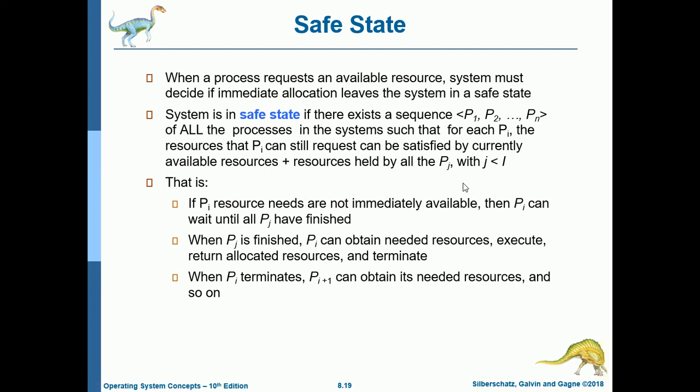That is, if P sub i resource needs are not immediately available, then P sub i can wait until all P sub j have finished. When P sub j is finished, P sub i can obtain needed resources, execute, return allocated resources, and terminate. When P sub i terminates, P sub i plus 1 can obtain its needed resources, and so on. This idea of safe state can be illustrated with an algorithm that will be discussed in the next slides.